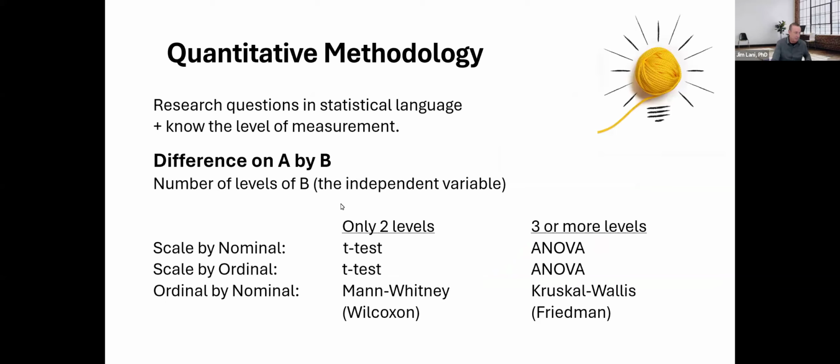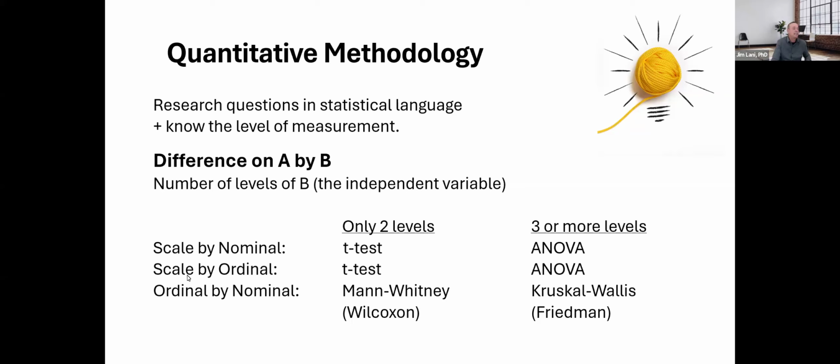Differences on A by B. The number of levels of B matters. I could have male, female, or political affiliation: Republican, Democrat, Green, or independent, or whatever. So the number of levels of that B, the independent variable, matters. If you have a scale variable, looking at differences by a nominal variable with two levels, I'm in t-test land. If I'm looking at a scale variable by a nominal variable, just labels, with three or more levels, I'm in ANOVA land.